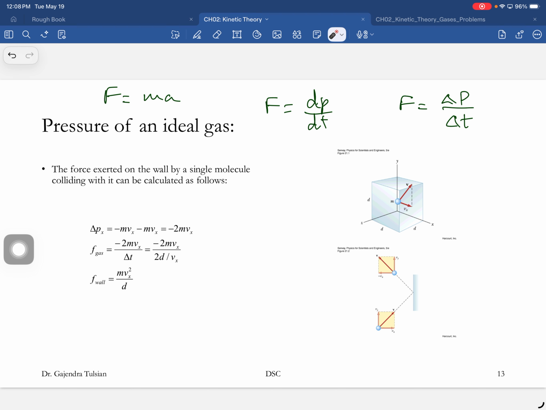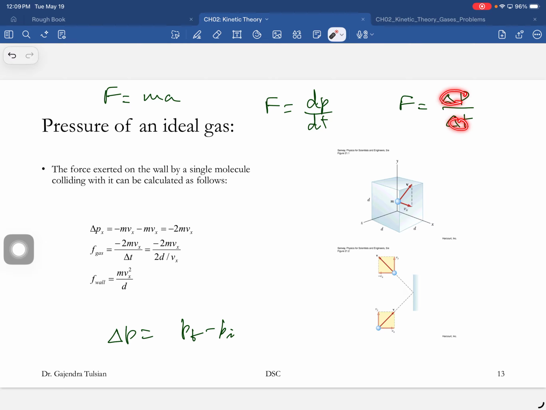Okay, so the momentum of the molecule changed in the x direction. Well, what is the change in momentum? It's final momentum minus initial momentum. Since only the x component changed, here's the final x component of the momentum minus the initial x component of the momentum. So there's the change in momentum of the molecule.